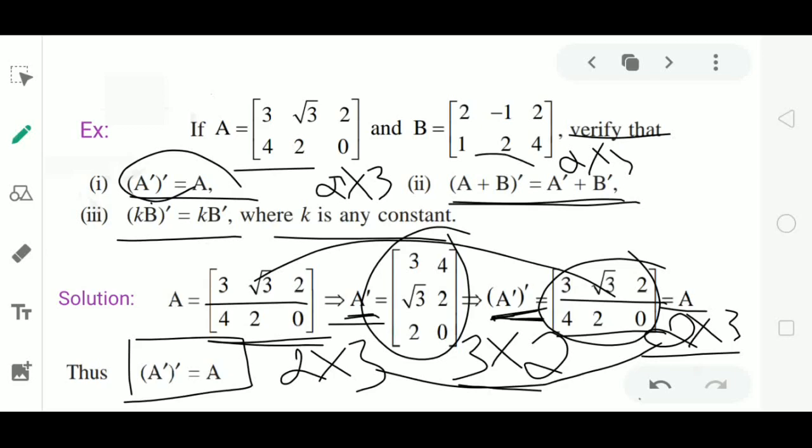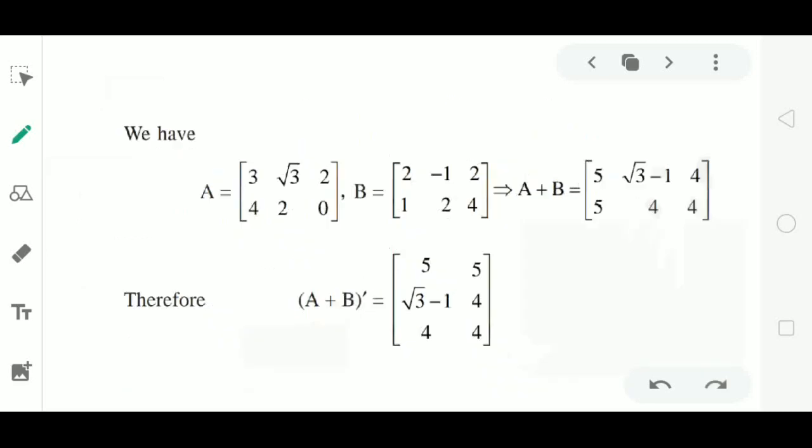First we consider the LHS, that is we find (A plus B) whole dash. To find (A plus B) whole dash, first we find the sum of the matrices A and B, and then we take the transpose of A plus B. Here we have two matrices A and B.